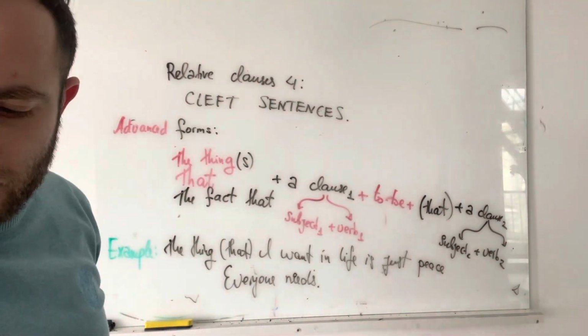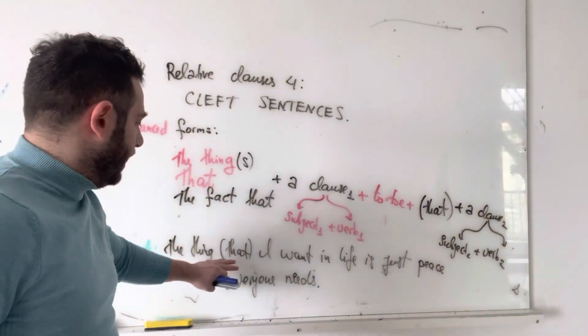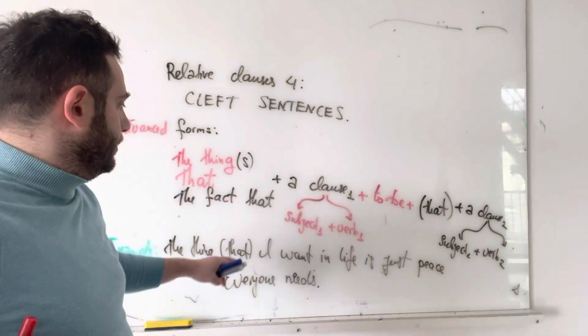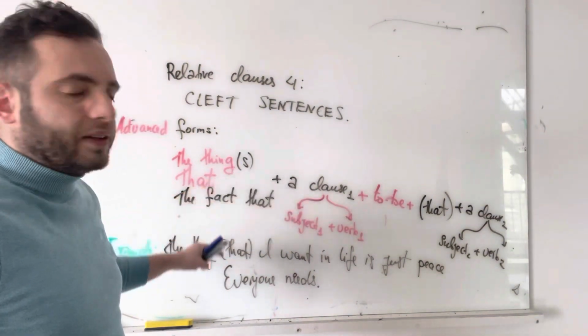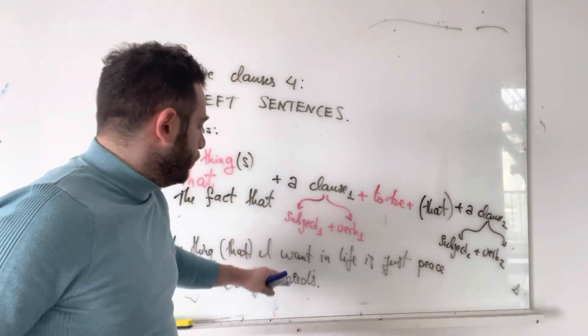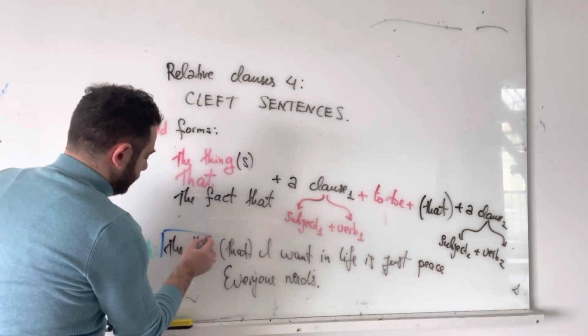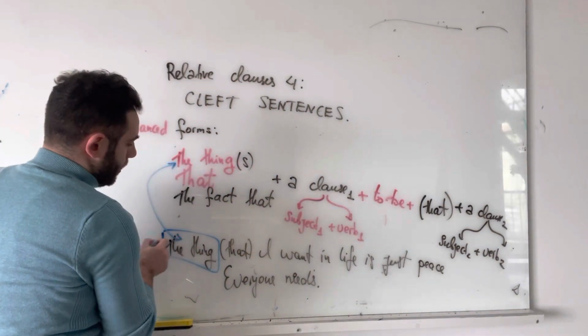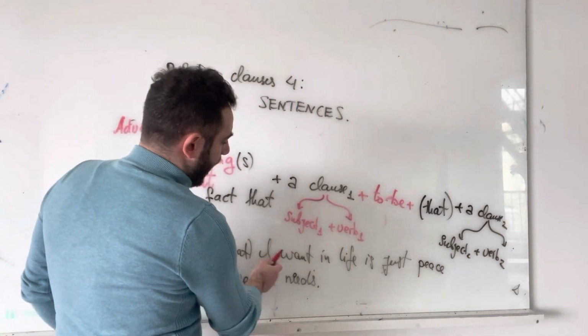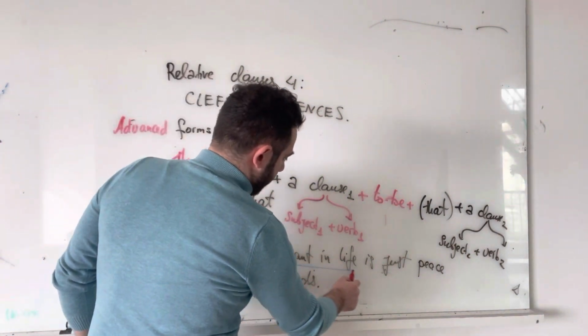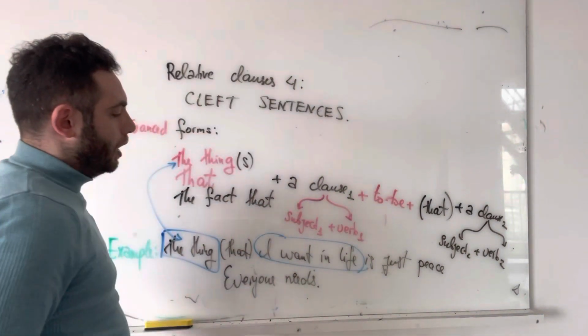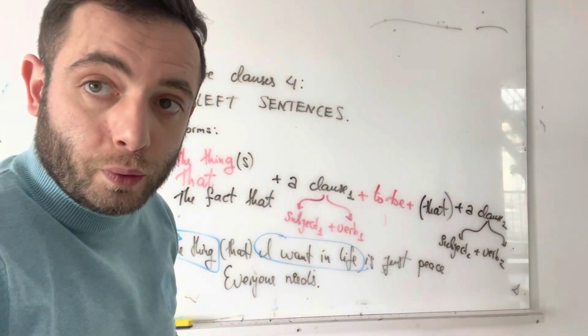So a complex sentence, a bit. Let's see, the thing that is here is optional. You can also write it here, like the fact that, the thing that, or just the thing. This part, the structure is the same here. That is optional, as I said. I want in life. This part, I want in life, is our first clause.